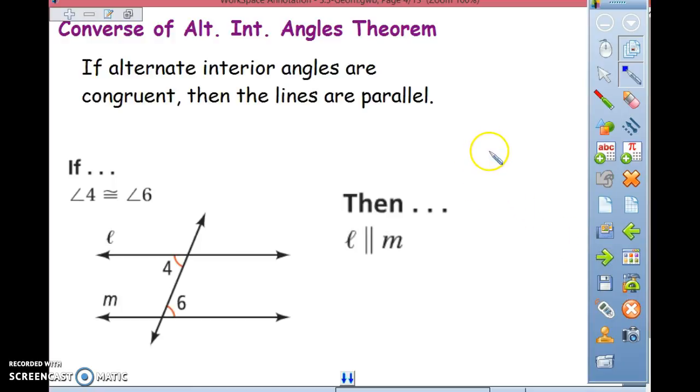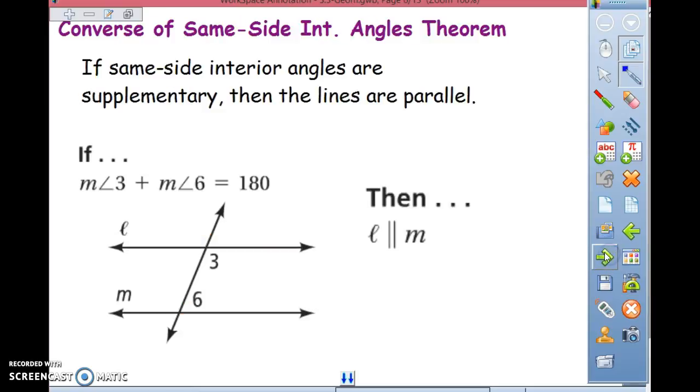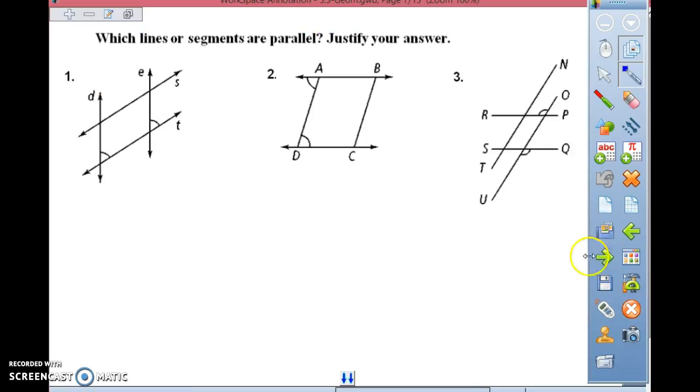Here's the converse of the alternate interior angles theorem. If AIA are congruent, then the lines are parallel. Alternate exterior angles converse. If alternate exterior angles are congruent, then the lines are parallel. Same side interior, if they are supplementary, then the lines are parallel. So just like we did in 3.2, except now we're proving lines parallel.